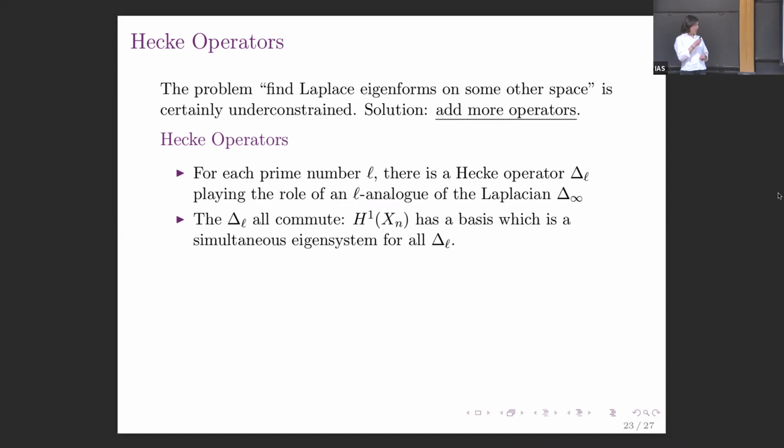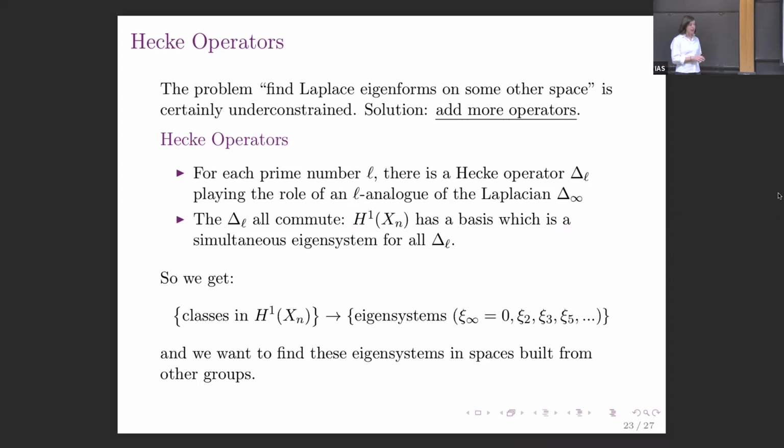So the Hecke operators act on H1. And so what that gives us is a basis of H1, which is a simultaneous eigensystem for all these operators, and the Laplacian delta. And so what we get is from classes in H1, we get eigensystems. So here psi infinity is 0, since I was looking for harmonic forms, and psi 2, psi 3, psi 5 run over all primes. And what we want to do is to now find these eigensystems in spaces built from other groups.